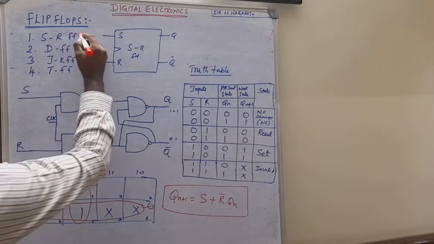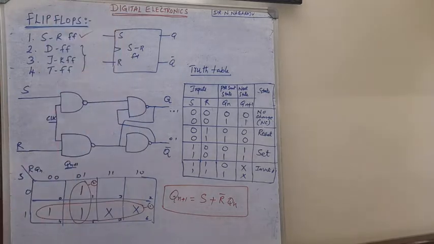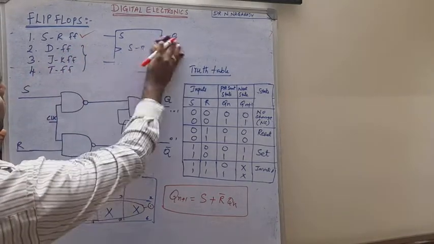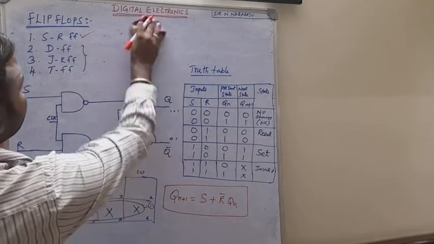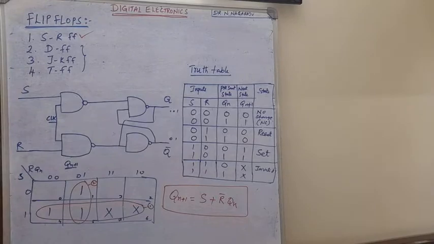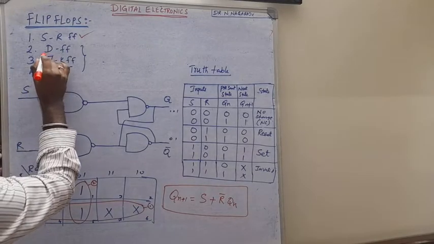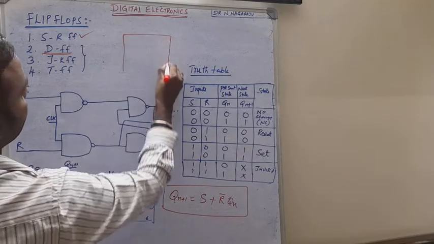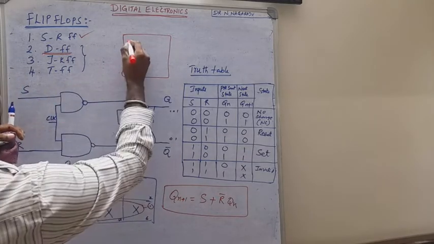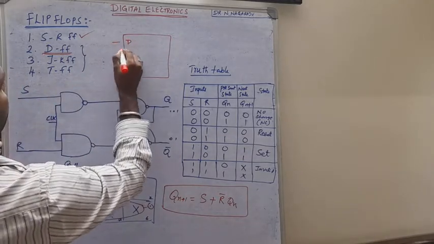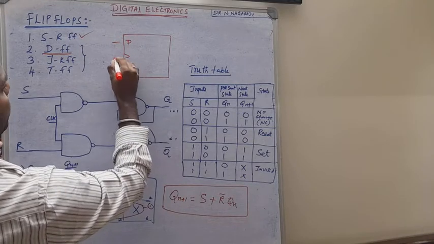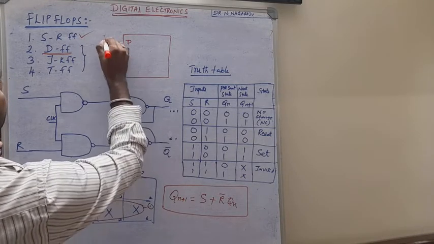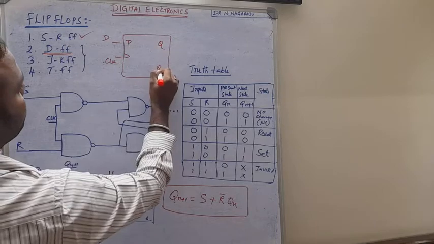Now the SR flip flop is over. Now I am going to analyze the D flip flop. Here I am going to use the D flip flop symbol. D flip flop indicates only one input. So the D flip flop contains D, which is the input, and the clock. Always the clock is common for all. This is the clock, this is the D input, and Q and Q bar.